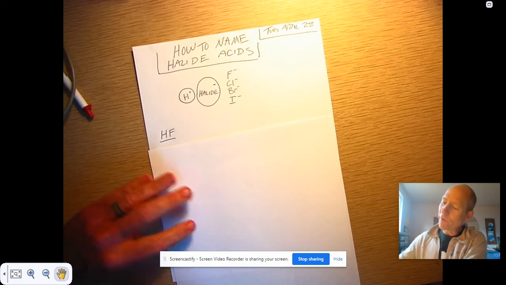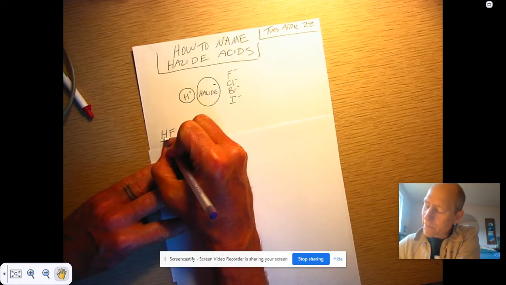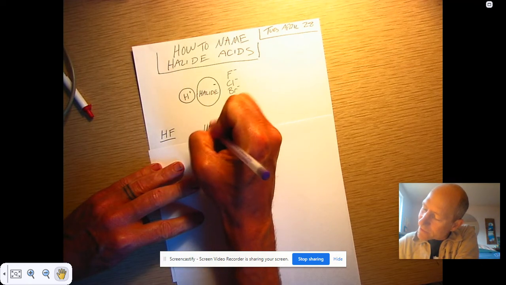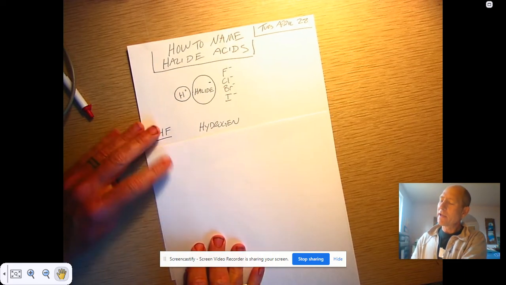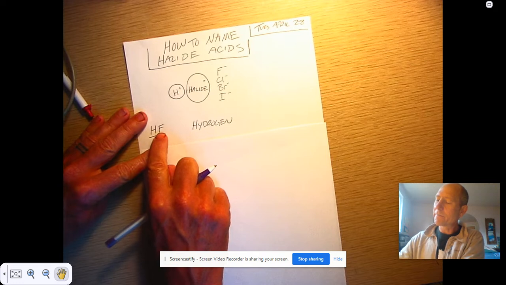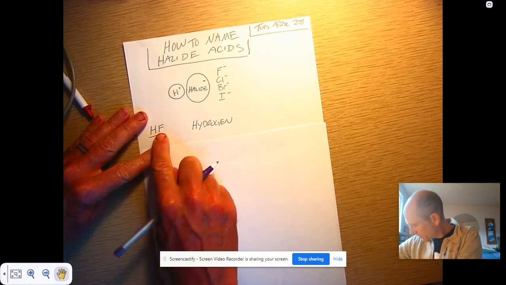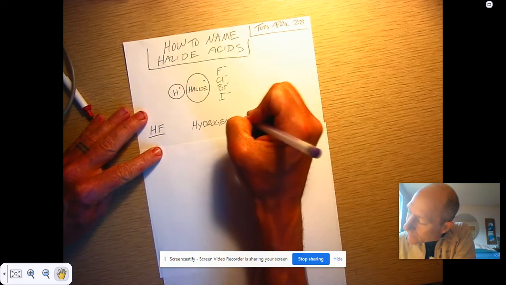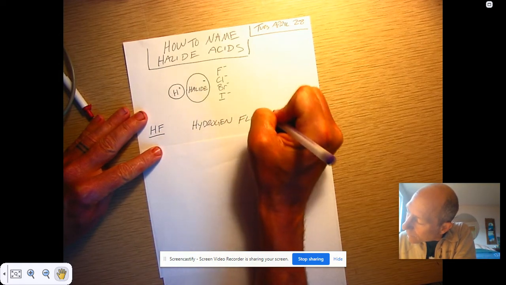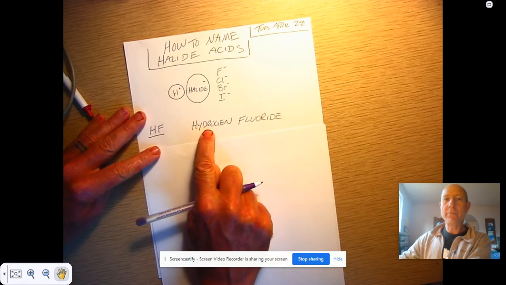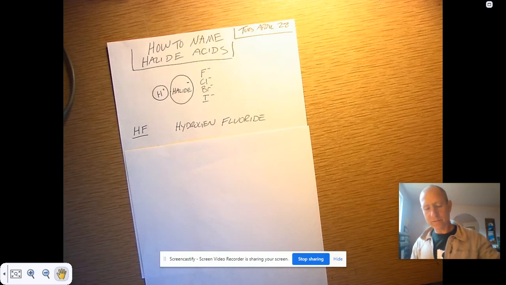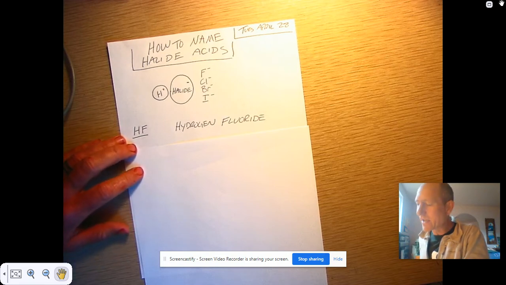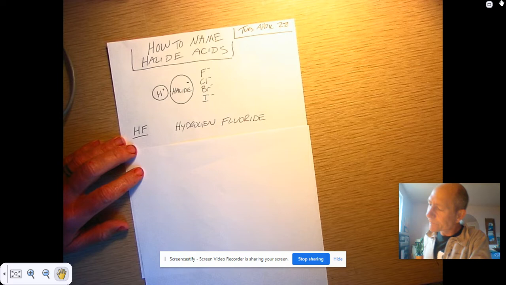Well, let's see. What we're going to do is write the name of this atom right here, which is hydrogen. And then we're going to write the name of this ion right here, which is fluoride. So that's the name of the cation. That's the name of the anion. So that's how you name salts. But this is an acid and it has different naming rules. We're about to get heavy into acid, so it's important that we know how they're named.